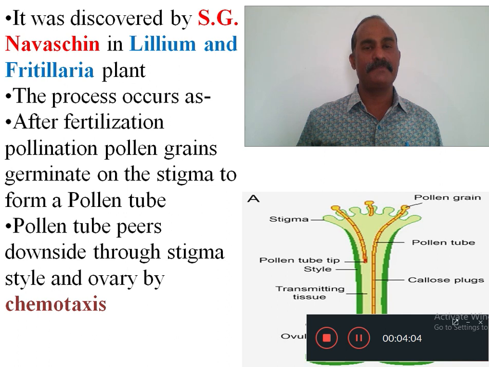The process of double fertilization triple fusion is completed in different stages. Some of them are as follows. The first, after pollination, pollen grains germinate onto the stigma to form a long pollen tube. Now this pollen tube pierces downward through the stigma, into the style, into the ovary and finally towards the ovule due to secretion of some chemical material. And this process of attraction of pollen tube towards the source of chemical is described as chemotaxis.